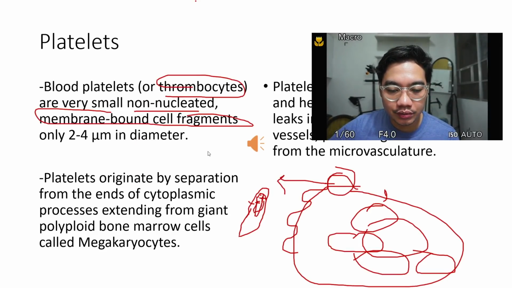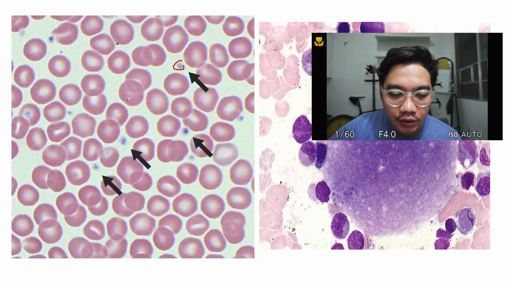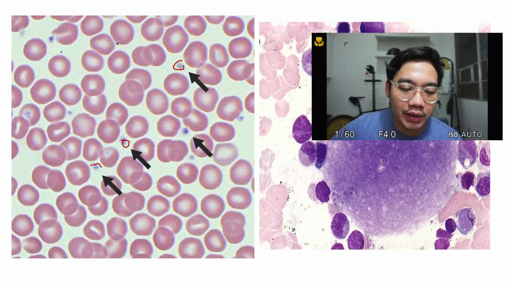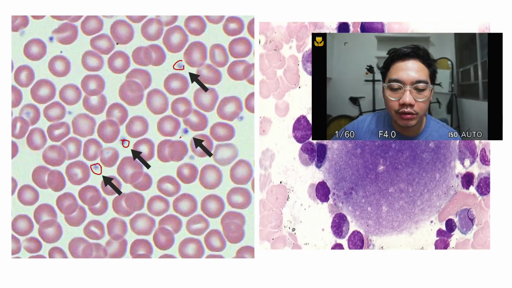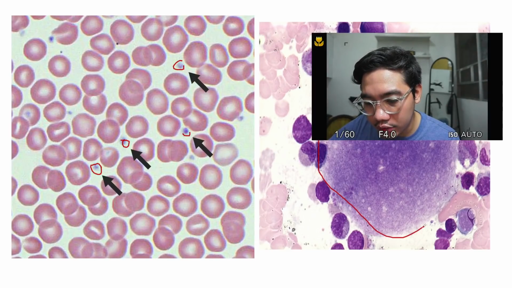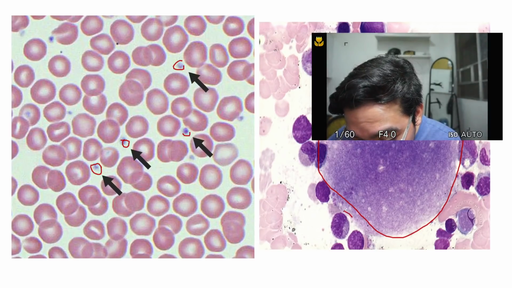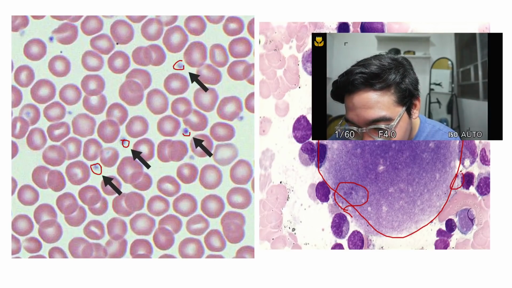So, next. These are your platelets. They're quite cute, no? They're just fragments. Actually, we can do a platelet estimate by using just the peripheral blood smear. And this big boy over here is your megakaryocyte, no? Look over here, there are platelets also, no? And these are platelets.